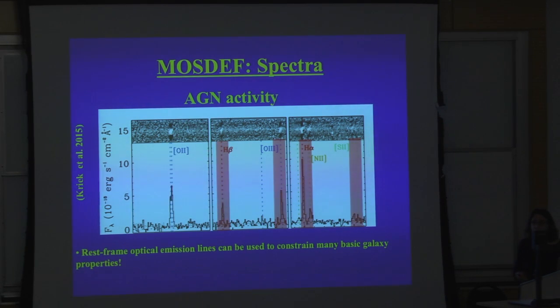We can also look for evidence of AGN activity, so basically that the spectrum of the accretion disk around a black hole is illuminating gas in the interstellar medium in these galaxies because it looks different from the spectrum of massive stars, and we can do that by looking at these emission lines, their pattern.